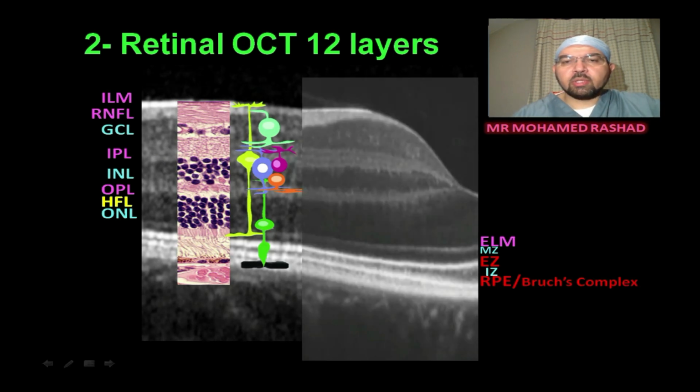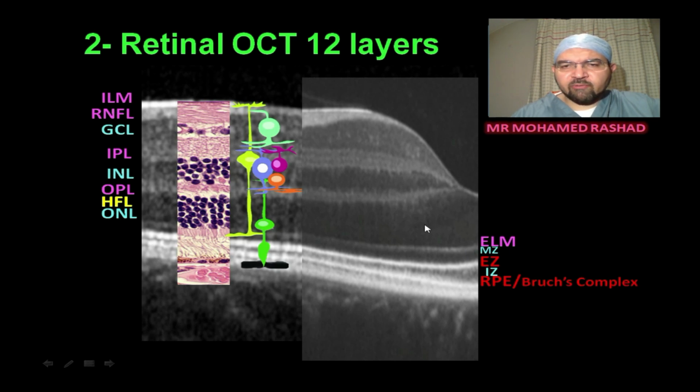So in this average scan, you can find the layers are more clear here. So we have this outer layer, which is the RPE Bruch's membrane complex, and then this is the interdigitation zone, then the outer segments of the cones, and then the ellipsoid zone, then the myoid zone, and then the external limiting membrane.